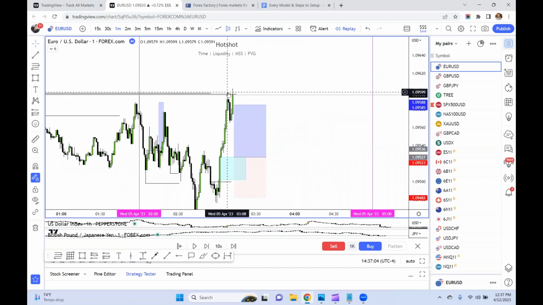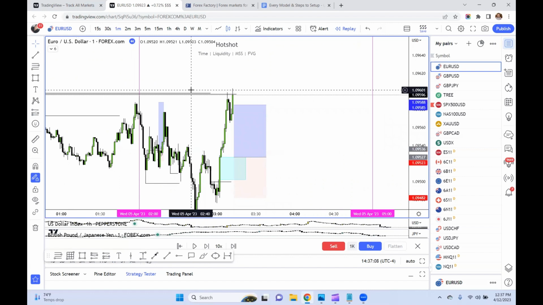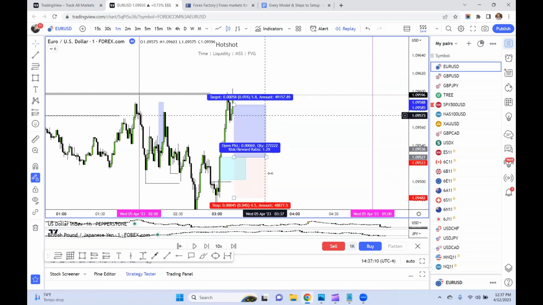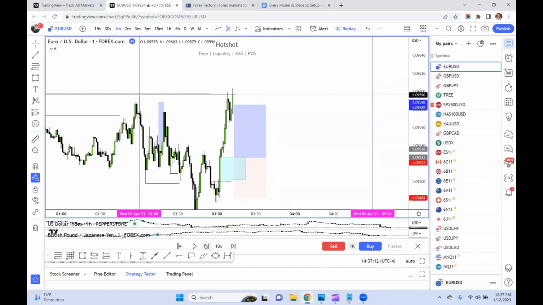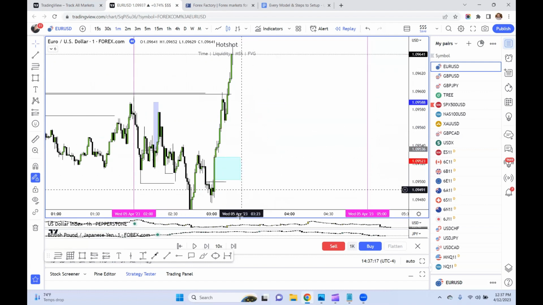However, it did just run out some buy side liquidity, and it's somewhat above the midnight open price. So at this point, we're going to start looking for a sell opportunity. Market structure shift point is down here.